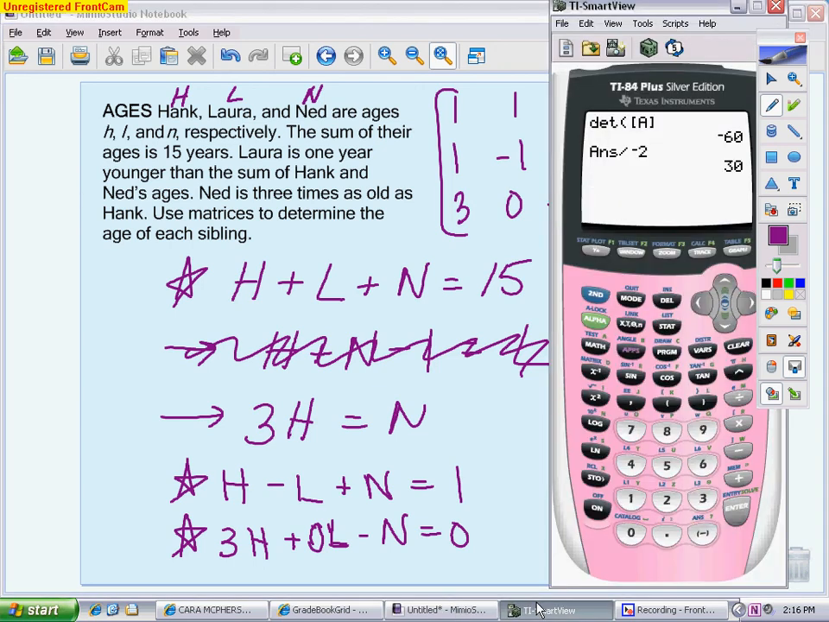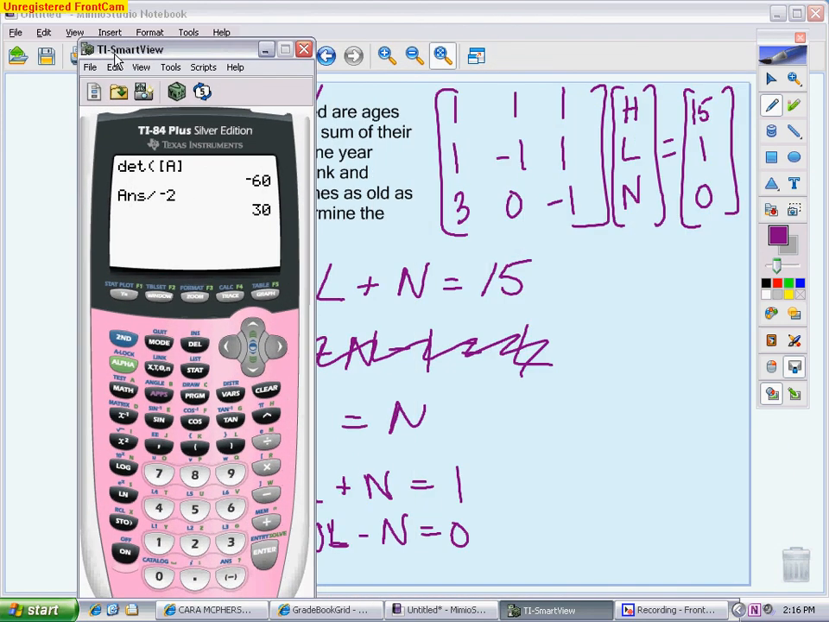So if we go to our calculator, I'm going to move the calculator over here just so I can see my matrices that I'm entering. I go to my matrix button. I want to edit my matrix. It's still going to be 3 by 3, but my matrix is now 1, 1, 1. My next row is 1, negative 1, 1. And my final row is 3, 0, negative 1. I always want to input my coefficient matrix as the A matrix to keep everything consistent.